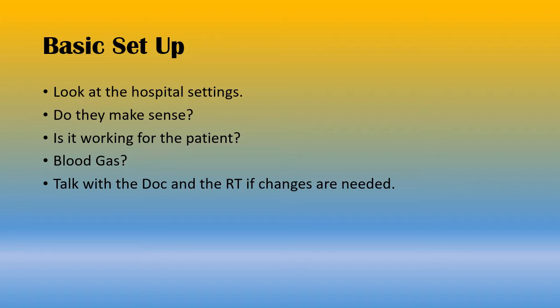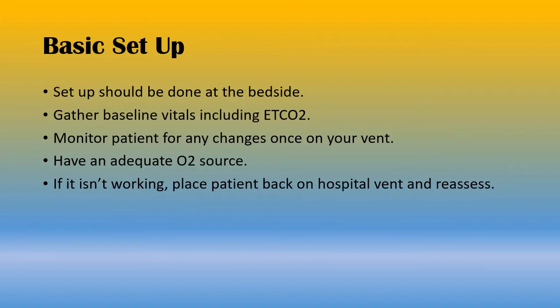It also never hurts to ask for a blood gas. In this class, we're going to teach you how to interpret a blood gas and how to make sure that ventilator is doing the right thing for that patient at the cellular level. The blood gas is really your window into what the patient's doing at the cellular level. So it's very good to look at that before you leave. Your setup should be done at the bedside. Even if you copy the patient's settings exactly into your ventilator, it is not the same ventilator that the patient was on. Things can go wrong. You want to make sure you get a good baseline, including the end tidal CO2, of what they're doing on the hospital's ventilator. If they're doing well, then that's great.